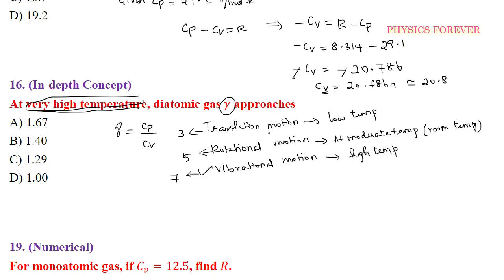So in translational motion at low temperature, the degree of freedom is 3. Rotational motion at room temperature, 5. At high temperature with vibrational motion, 7. At high temperature, only vibrational motion, so the degree of freedom is 7. Now we have to write the formula: Cp by Cv, which is equal to (F plus 2) by F. This is one of the formulas you have to remember.